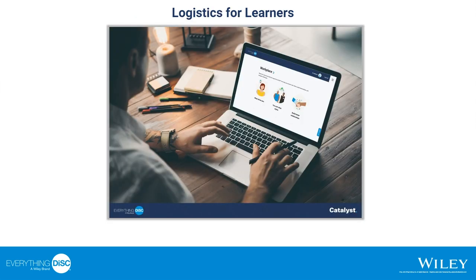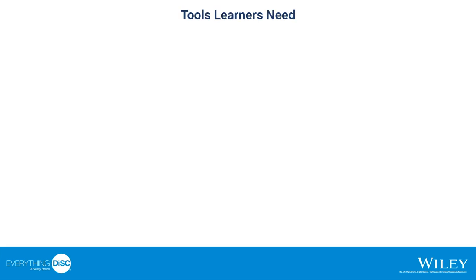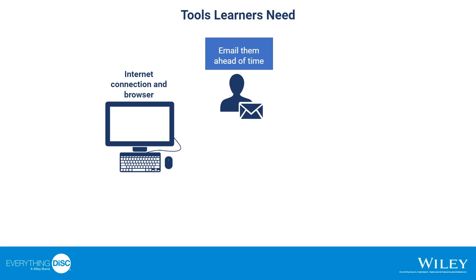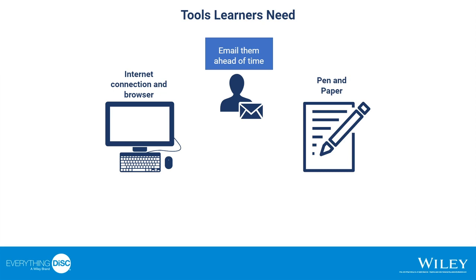Let's now focus on some logistics for ensuring your learners are prepared to get the most out of your time with them. Learners attending your virtual sessions will need a few things to be successful. Be sure to email them ahead of time and let them know to come to your session prepared and having tested their systems. Learners will need a computer, an internet connection with a browser, access to the Catalyst platform, pen and paper or an electronic option for light note-taking, and of course, the link to your live session on the platform of your choice.